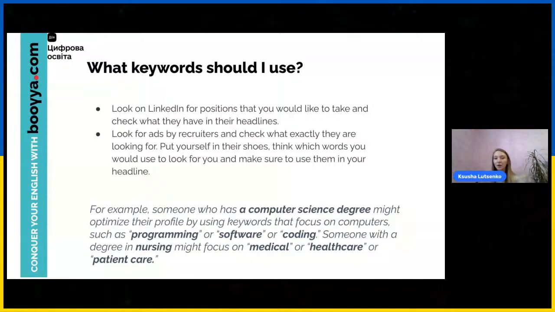For example, you have a degree in computer science, and you might optimize your profile by using keywords related to computers, like programming, software, coding, or anything that is specific to your field. If you have a degree in nursing, you might focus on medical, healthcare, patient care, or any other specializations you have in your particular field. So every word that relates to your skills or your field can be a keyword.